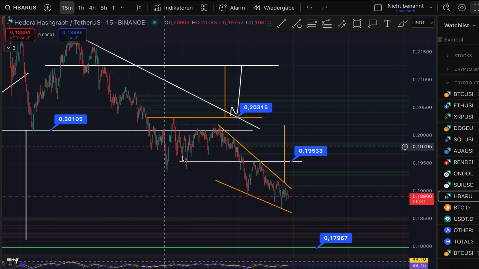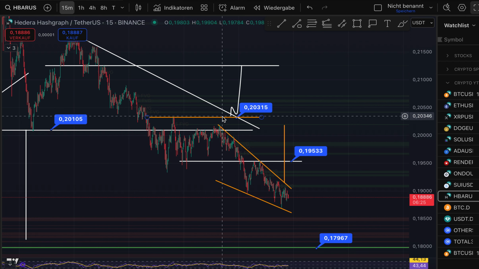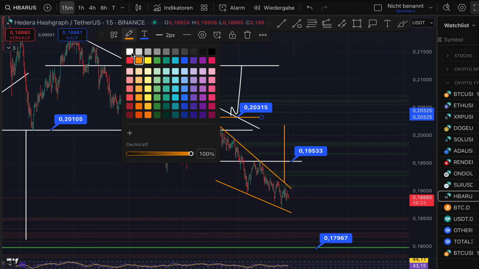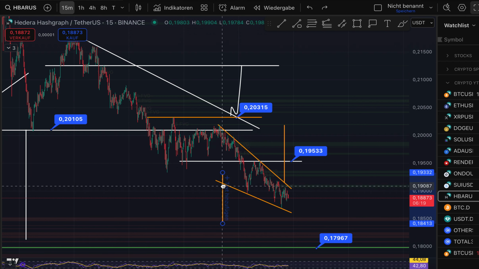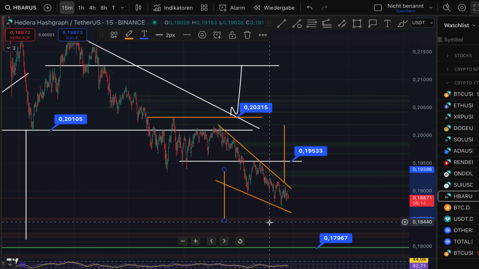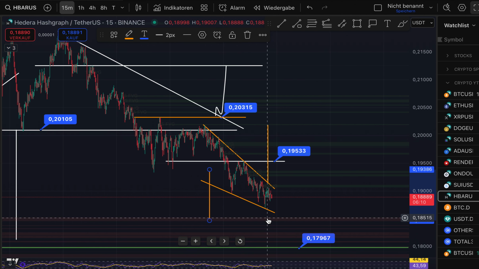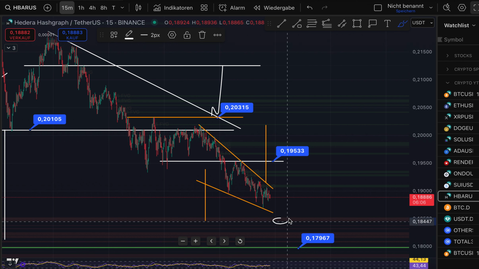we had here kind of the hope for a double bottom pattern. This hope is done. We broke it to the downside. Oh wait, let me take this one here. So we still have space to the downside down to 18.5 cents, round about that, where we have a small fair value gap. This one here.